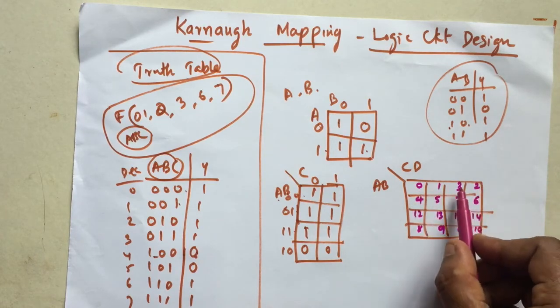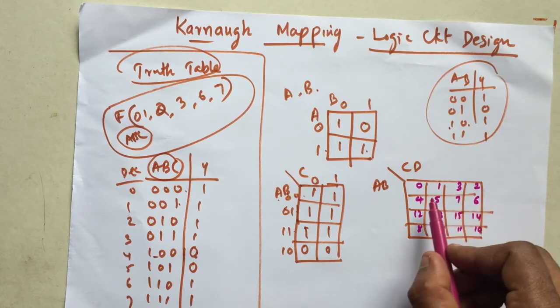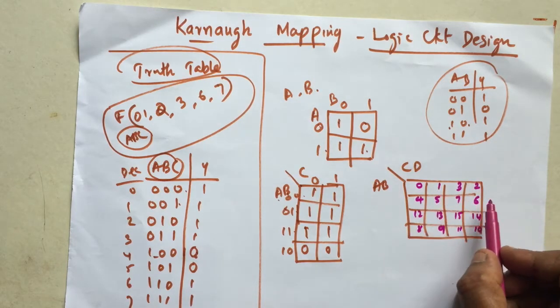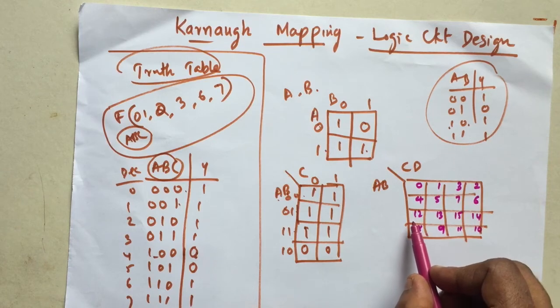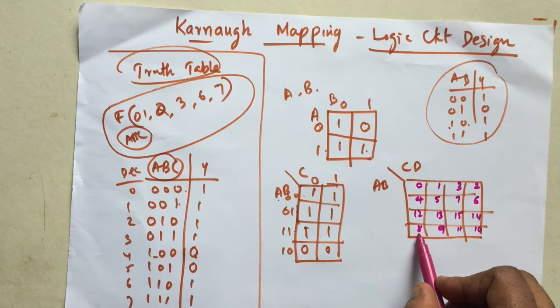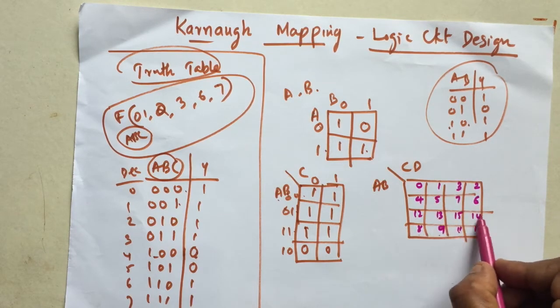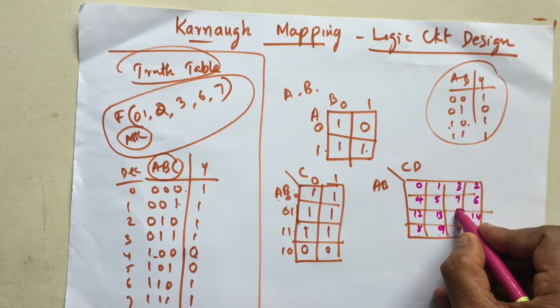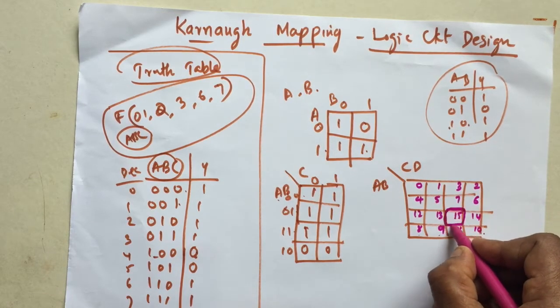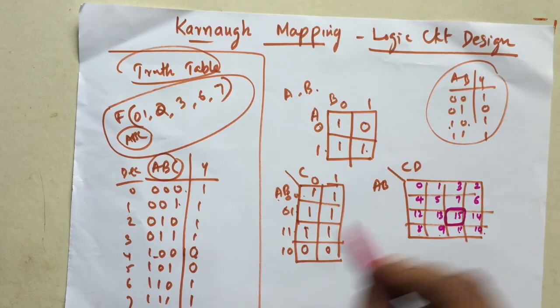0, 1, 2, 3. I am skipping. So I am swapping actually third and fourth. 0, 1, 2, 3, 4, 5, 6, 7. Then I skip the third row. 8, 9, 10, 11, 12, 13, 14, 15. Always remember, third row, third column will be the last number. That is 15, in case of four variables.